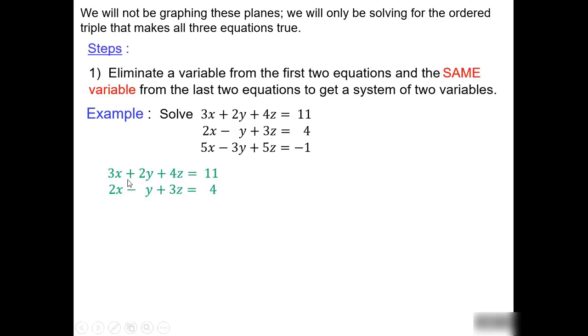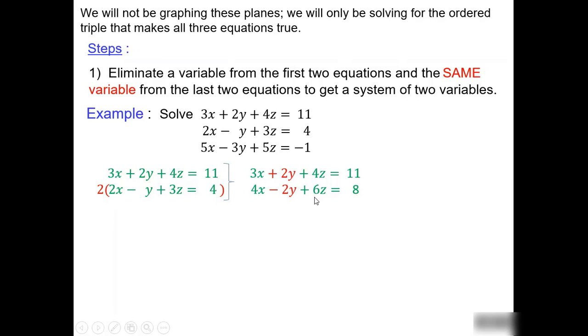With two variables, we ended up multiplying by some particular number that was going to get opposites. Here, we're going to eliminate the same variable from the first two equations, and then again from the second two equations. And the purpose of this is to get it down to a two-variable system. So why don't we start off by multiplying the second equation here by 2 so that I get opposites for the y's. Now notice I have to multiply every term by 2, which is how we got this second equation.